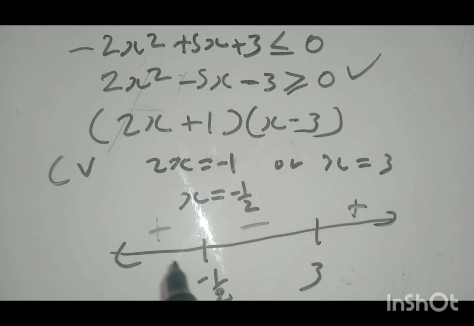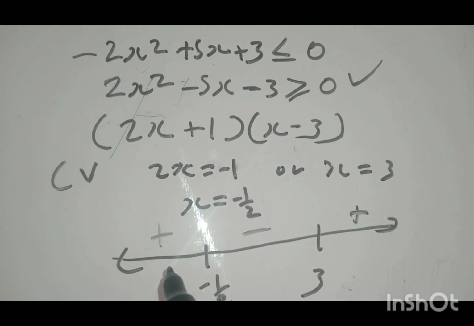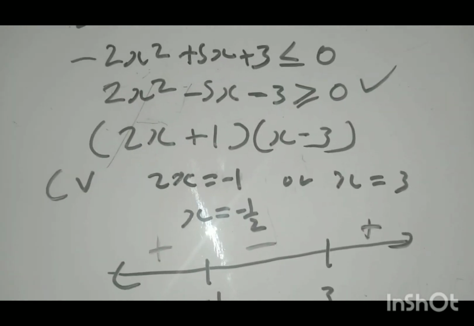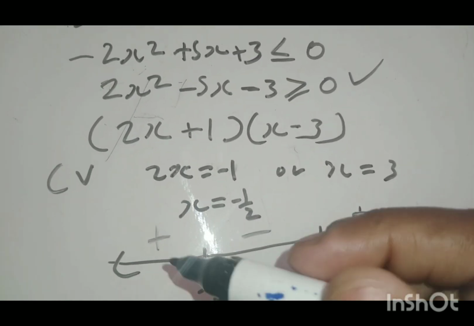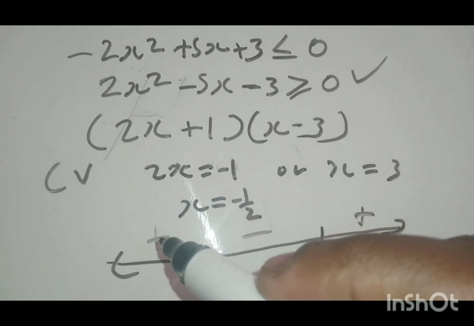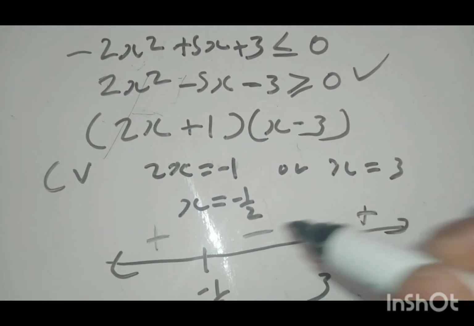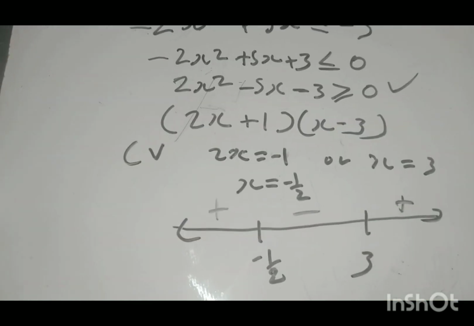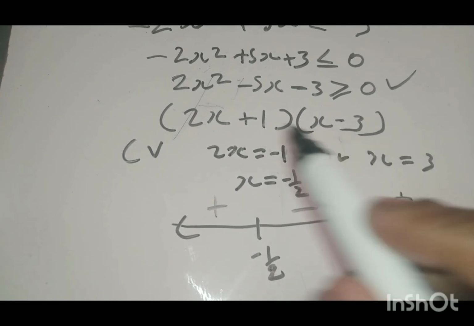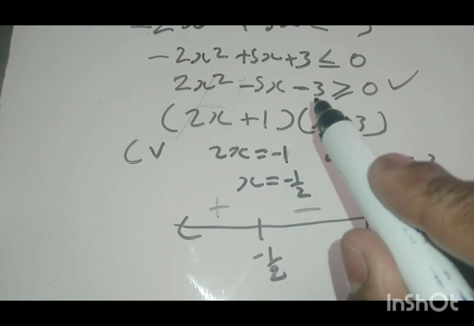If I test anything less than half, let's say I test -1, it will give me a positive here, and this side will be a negative, that side will be a positive. And now we need to find out which group wins. So this must be positive, right?